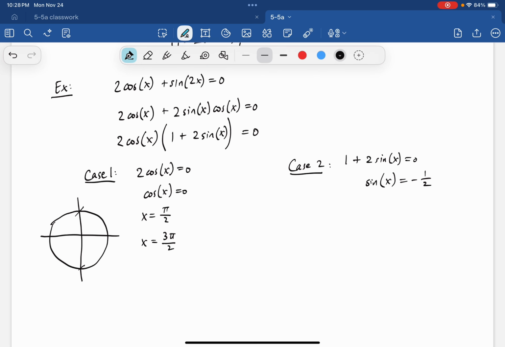All right, and we're going to remember, because the period of cosine is 2 pi, we're going to add those 2 pi n's, where n is some integer. And that'll give us the set of infinite solutions. Okay, so those are our two solutions for case 1.